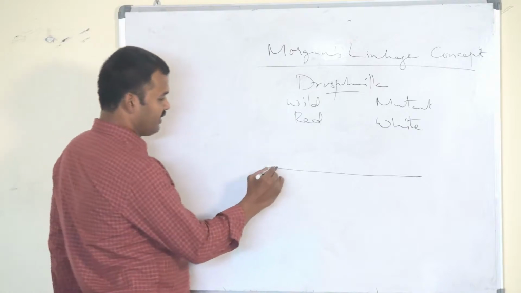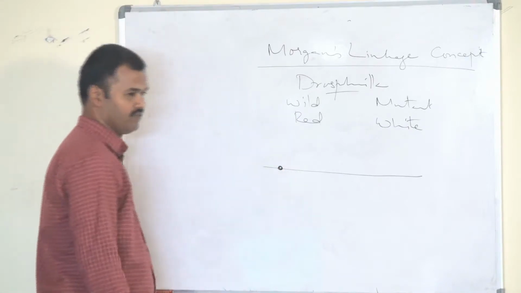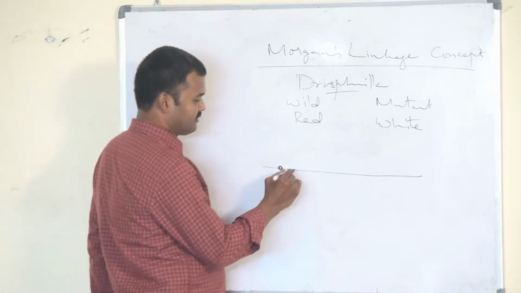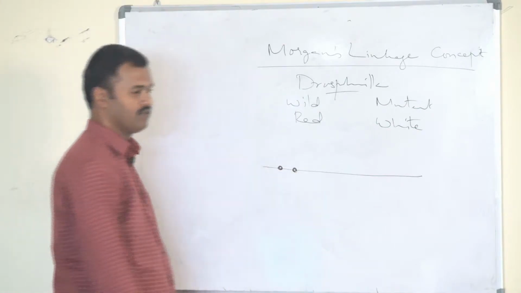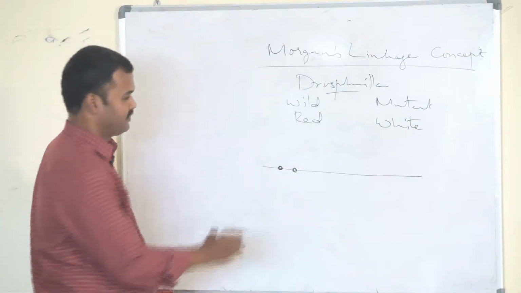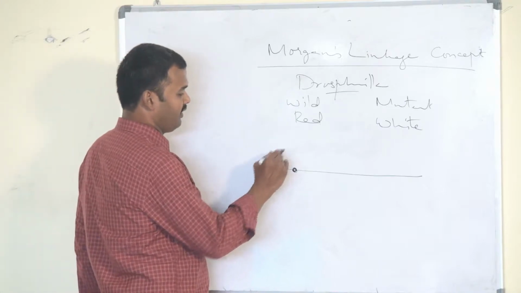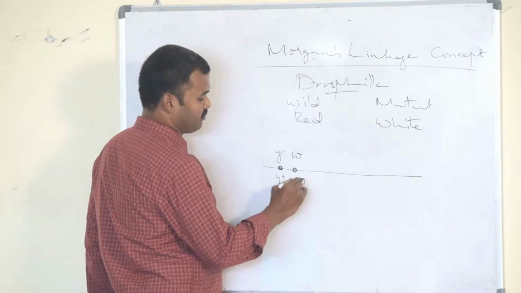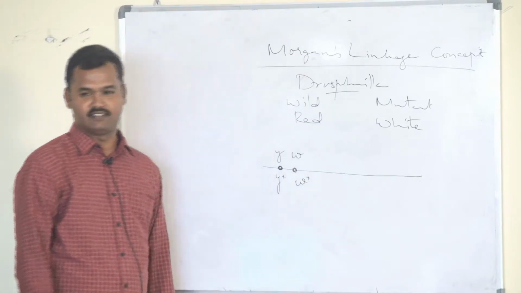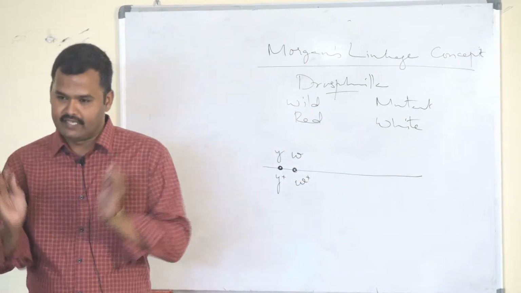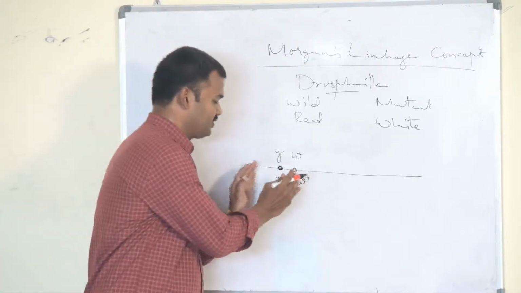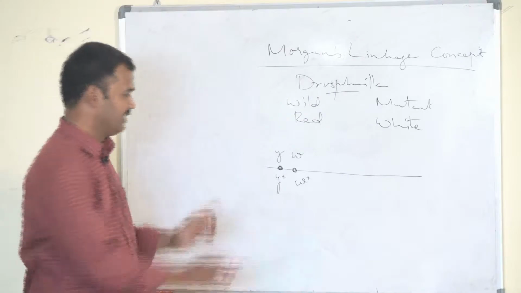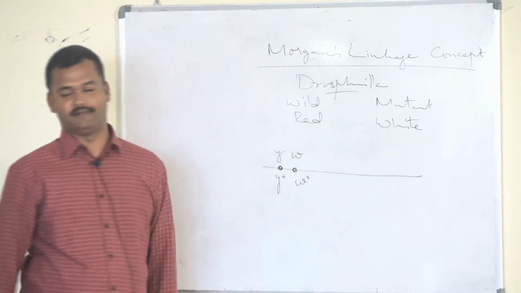I mean to say, if I call this the locus of the character called body color, I would call this exact location the character for the color of the eye, which should be either Y or Y plus, and this must be W or W plus. The plus mark indicates it's a wild character. So these two genes, as they are located very close to one another, get inherited together during the process of inheritance.